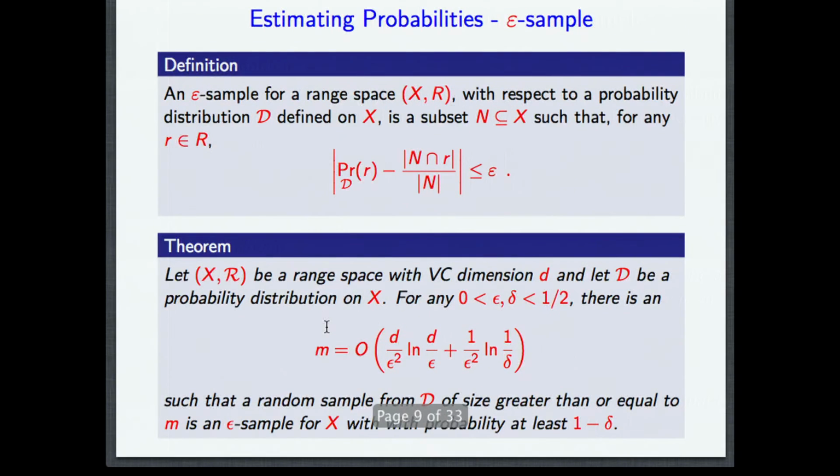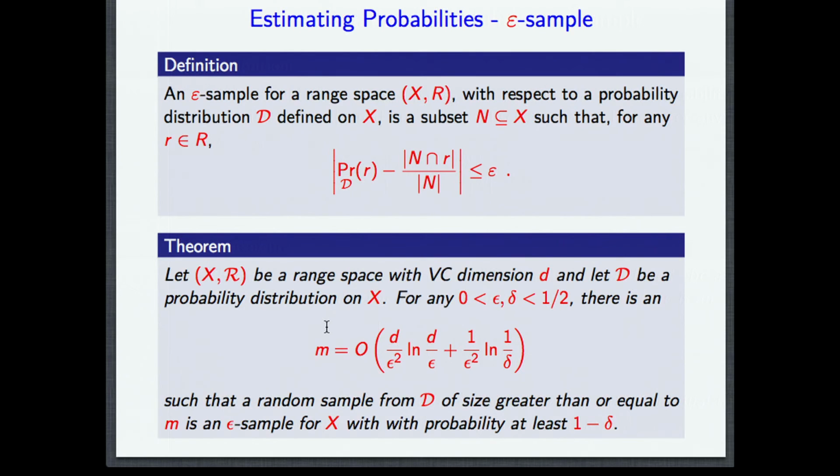So the important thing to notice is that the size of the sample is a function of d, epsilon, and delta, but is not a function of the size of X, and is not a function of the size of R. Although I am estimating simultaneously the probabilities of an infinite number of ranges or sets, the size of the sample I need is only a function of the VC dimension and the error, not of the number of sets that I'm estimating. This is, by the way, not the tightest result you can get.